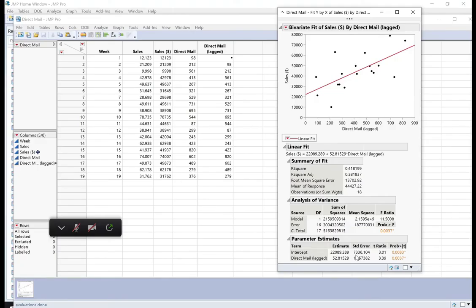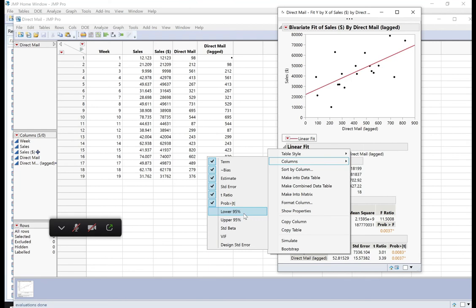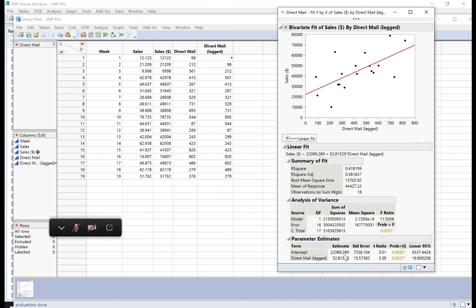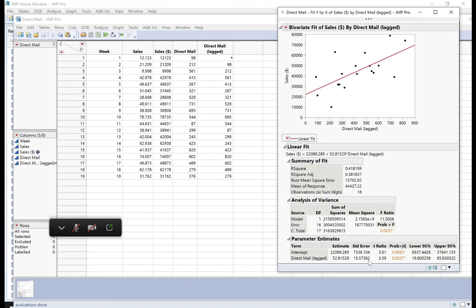To get JMP to calculate the 95% confidence interval for you, come down here to the parameter estimates and right-click on this table. It can be a little bit finicky, so make sure that your cursor's over the numbers when you right-click. And then go to columns, and it'll let you add a column for the lower 95%, and I'm going to do it again for the upper 95%. And you can see there I've got my values for the endpoints of the confidence interval.